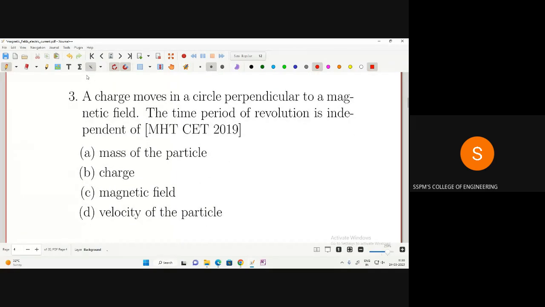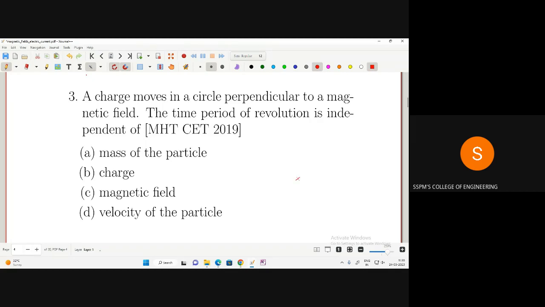The third example is also based on a cyclotron motion of the charge in the presence of magnetic induction. The example is given as: a charge moves in a circle perpendicular to a magnetic field, and the time period for one revolution is independent of what? You have to find the time taken for one revolution of the charge in the presence of magnetic induction, where magnetic induction is perpendicular to the velocity vector.